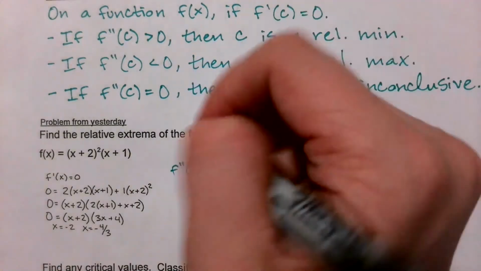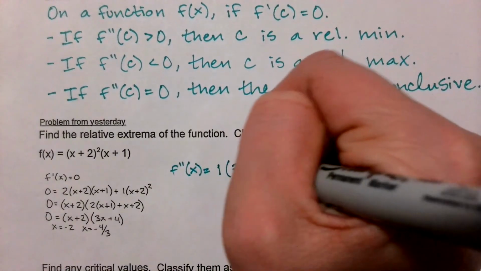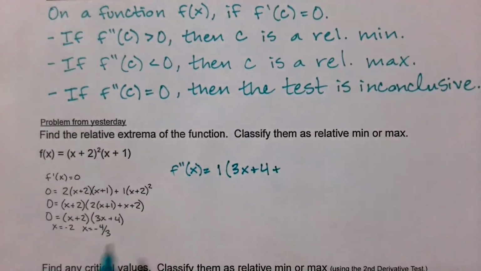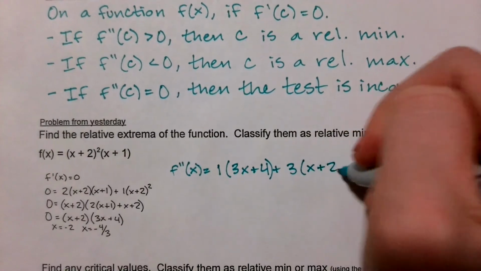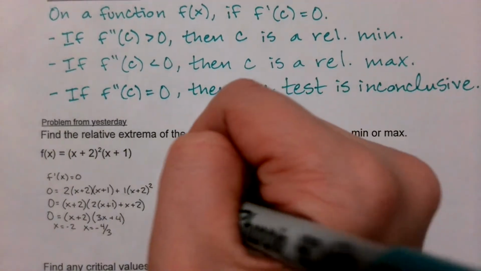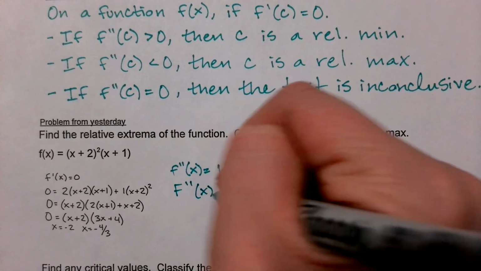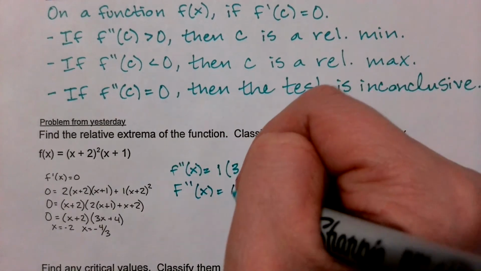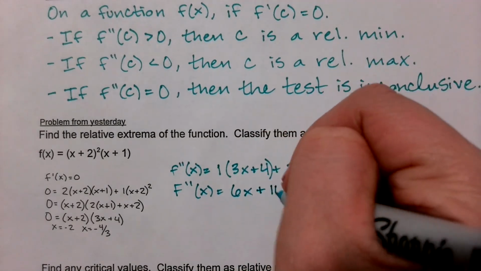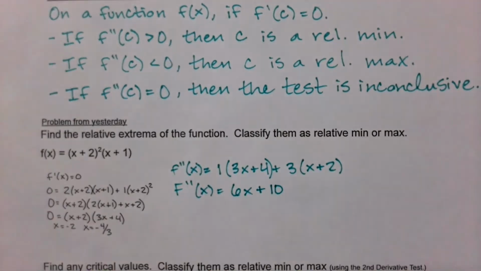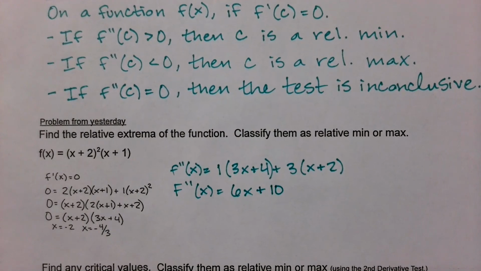So we've got the derivative of the first, it's 3x plus 4, plus the derivative of 3x plus 4, 10x plus 2. And we could simplify this, it really doesn't matter either way. We're going to end up with a 6x, and let's see, a positive 4 and a positive 6, so positive 10. So we get a 6x plus 10. Oh sorry, I thought I was looking at the wrong thing. There was a negative, never mind.